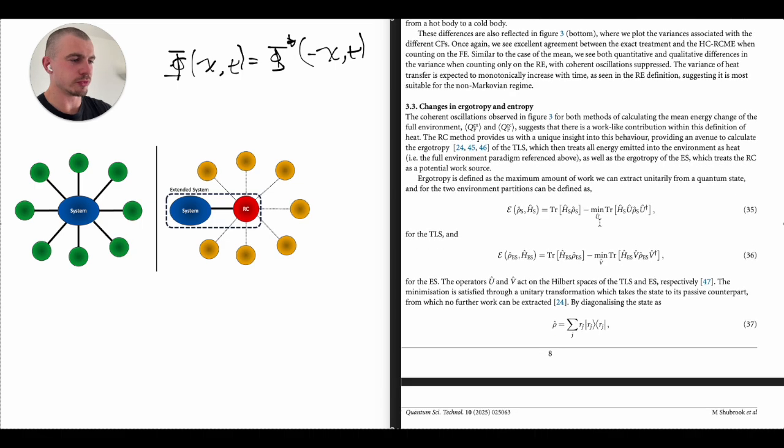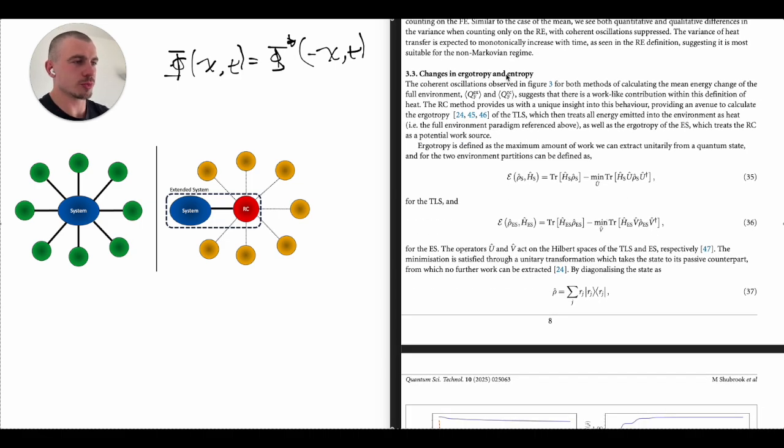So the next thing that we move on to is calculating the ergotropy and the von Neumann entropy of our two definitions of system. So what we care about is, okay, well, how much work can I extract from the system, and how does its von Neumann entropy change with time? And then we're going to compare that to the extended system. So we're going to include the reaction coordinate in that analysis as well.